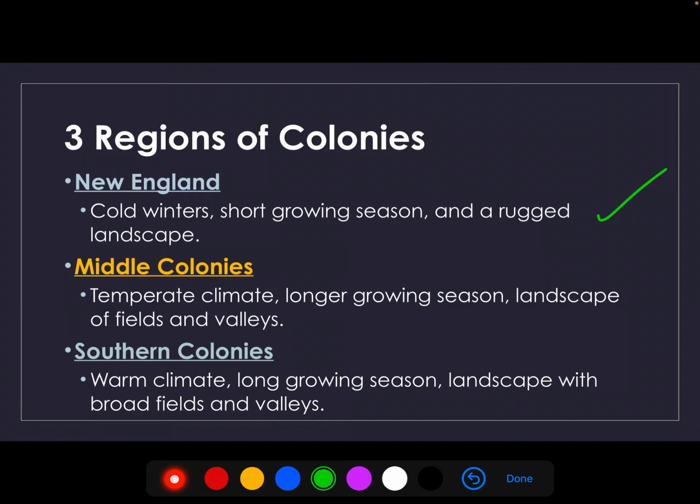So we did mercantilism already. So now you've got your 3 regions of colonies in terms of what they're able to do. So you've got New England with its just crappy agricultural environment with the cold winters and crappy soil and all that other stuff. You've got the middle colonies. They're a little bit better off. They've got temperate climate and they've got a longer growing season and some good land.